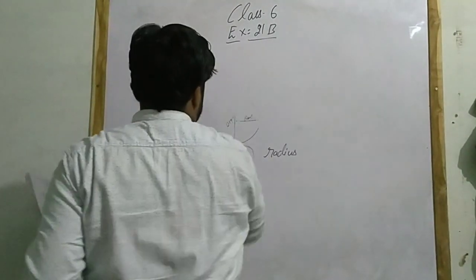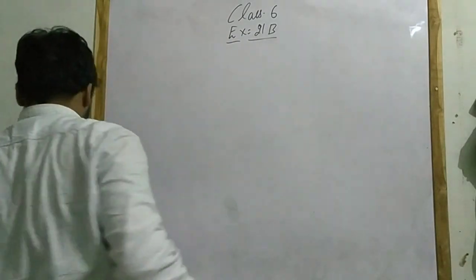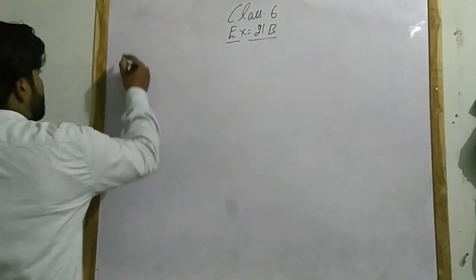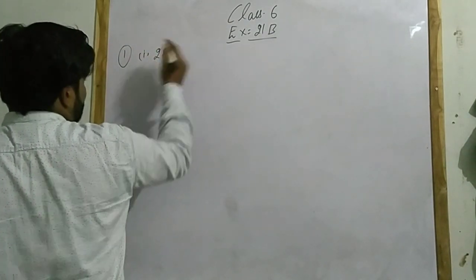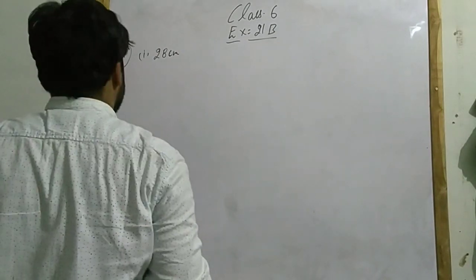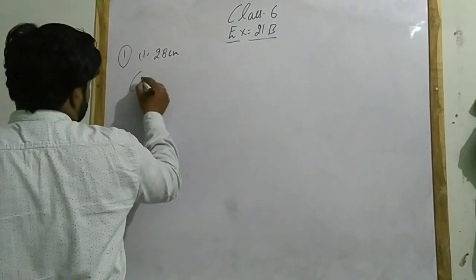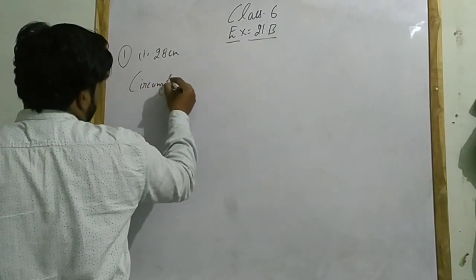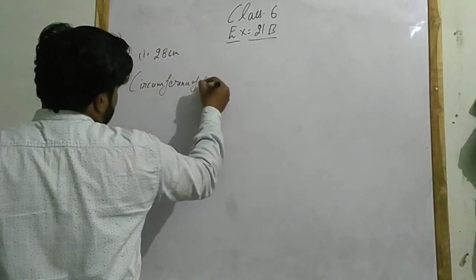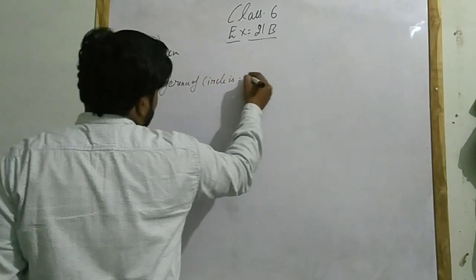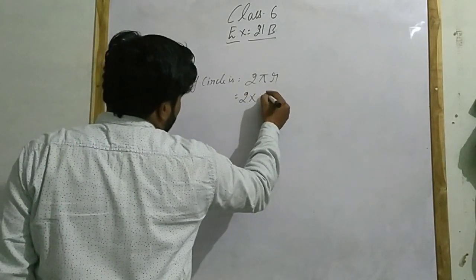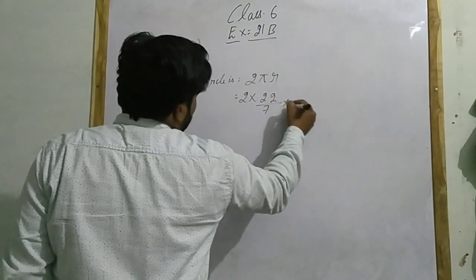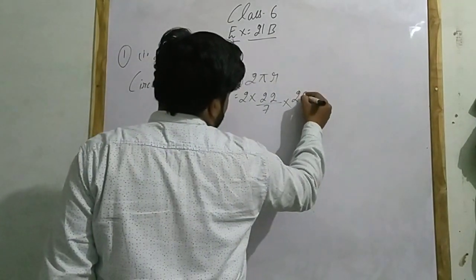Exercise 21B. The first question is given here. Find the circumference of a circle whose radius is 28 centimeter. Now the formula: circumference of a circle is 2 pi r. After that, 2 into pi, 22 upon 7, and r will be 28.